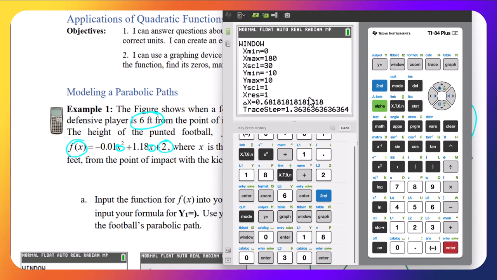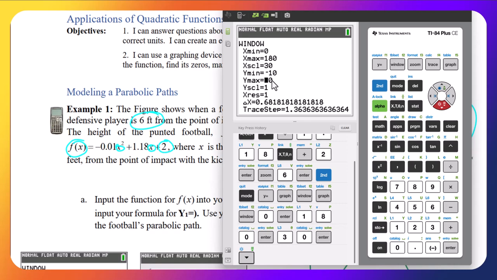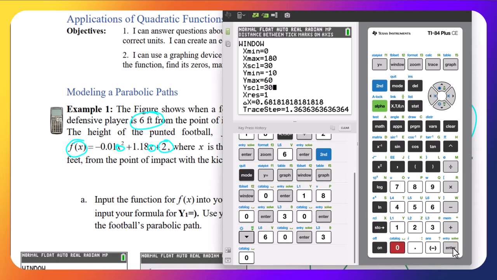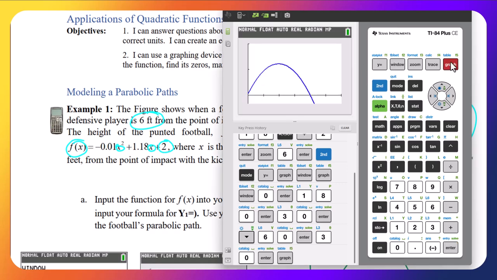just like the field is marked every 10 yards. The y minimum, I know that he's not going to punt the ball into the ground, but I need that to be negative, and you'll see why in a second. I'm going to leave that. The highest, let's say he can kick it up to 20 yards, that's 60 feet. And let's again have this mark at every 10 yards, which is 30 feet. So the x scale is left and right, the y scale is up and down. Now if I press graph, there's our picture.